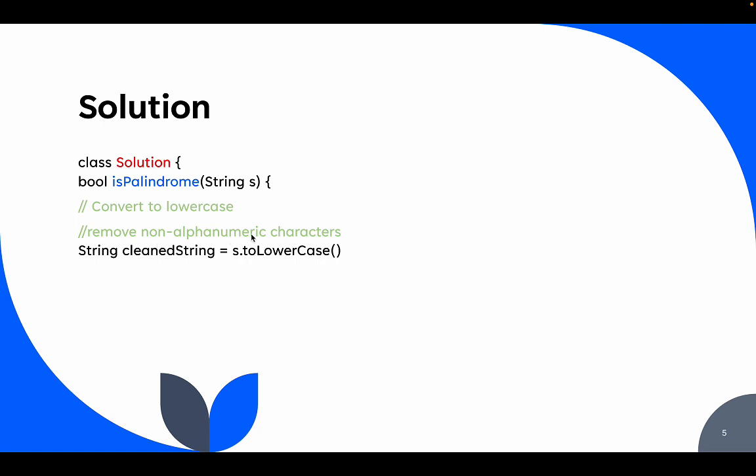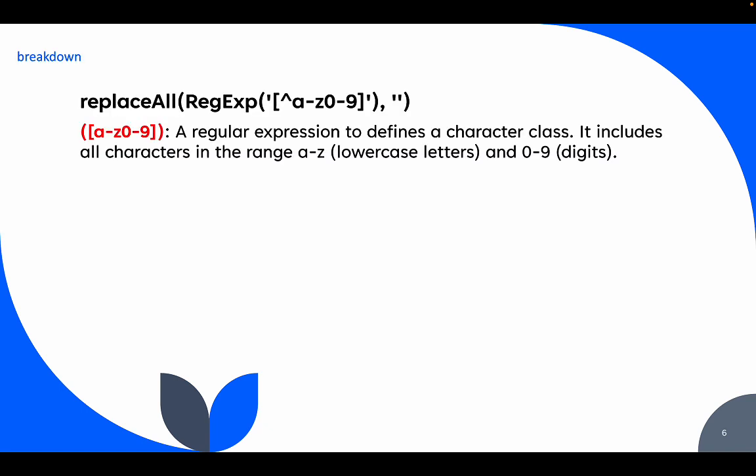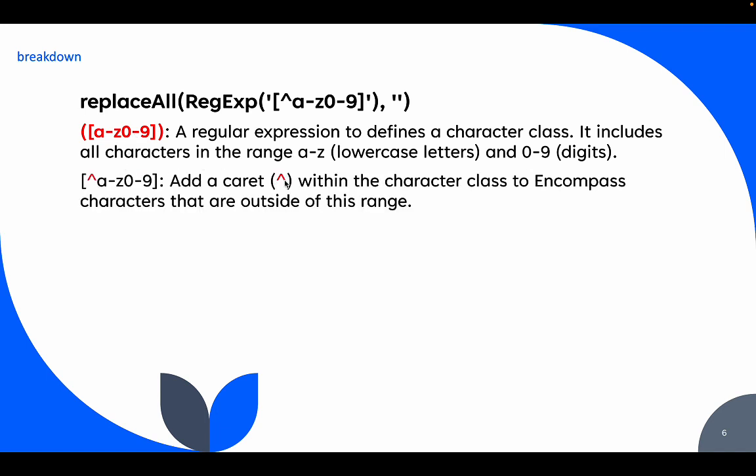Now, to remove the non-alphanumeric characters, I use this replaceAll with a regular expression and the range a to z, 0 to 9, and let me break this down and explain it further. So what does this mean? First of all, we have our range of characters. This is a regular expression to define a character class. It includes all characters in the range from a to z lowercase and 0 to 9 digits. Now, when we add this caret, it negates these characters. So we're going to match anything that is outside of this range, okay?